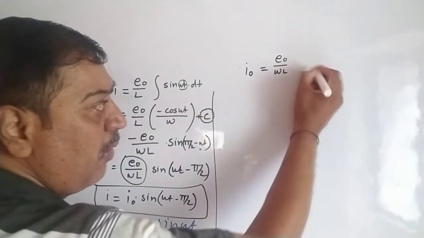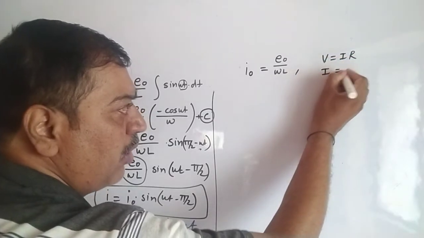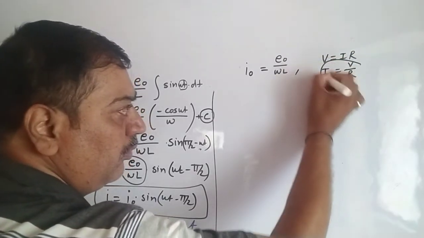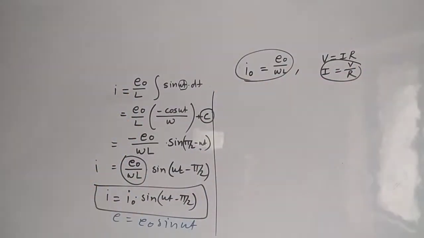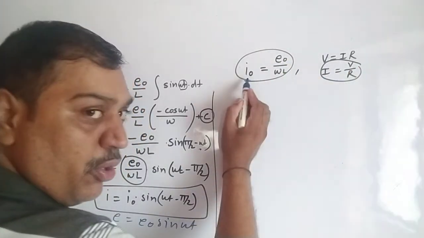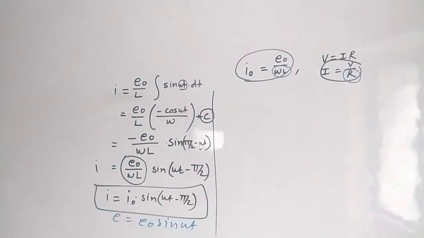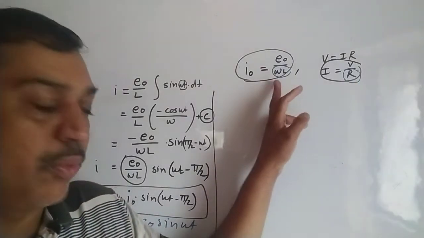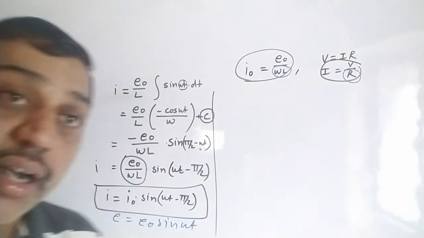If we see Ohm's law, according to Ohm's law V equal to IR, so I equal to V by R. If we compare these two equations, I equal to V by R and I0 equal to E0 by omega L, it is seen that V corresponds to E0, I corresponds to I0, and R corresponds to omega L. So whatever function the resistance has in Ohm's law, the same function is done by omega L in the case of an inductor. So it is said to be inductive reactance.